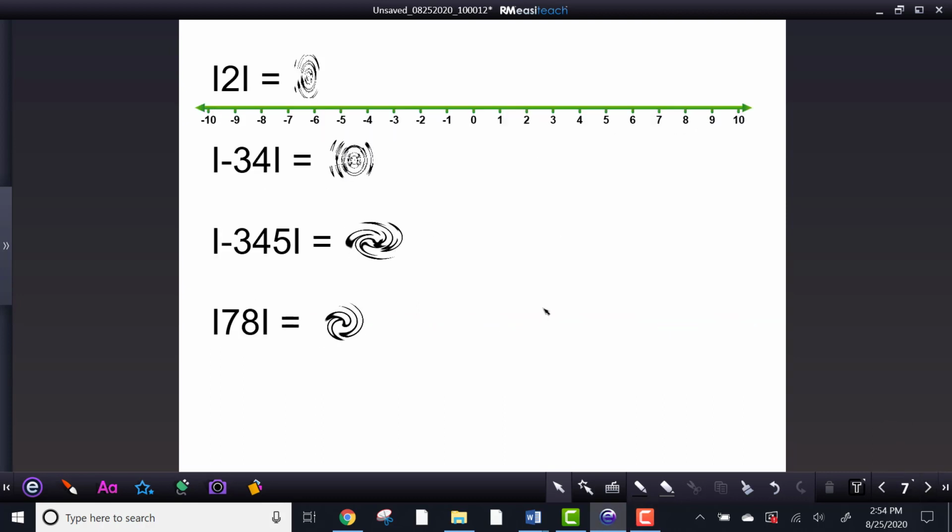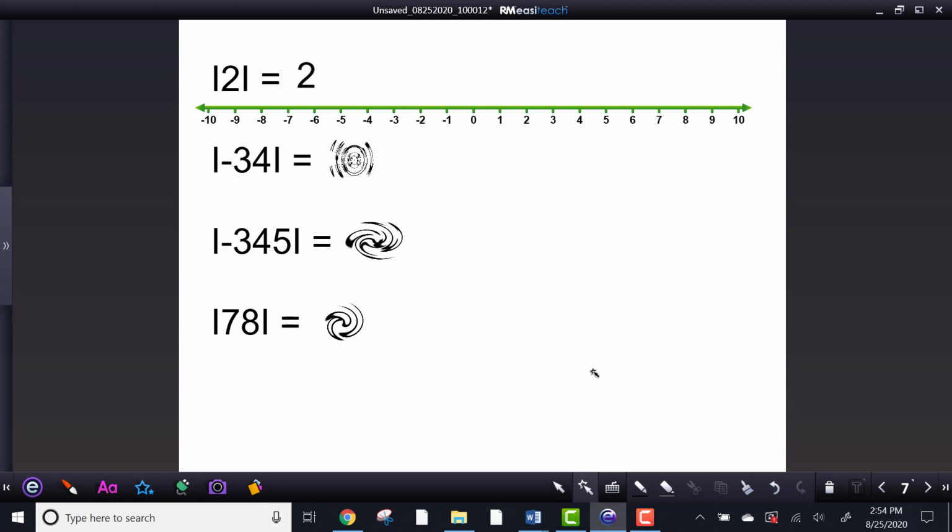Now let's take a look at the absolute value of these different numbers. So we have the absolute value of 2. So once again, whenever you see a line in front and a line in back, that means absolute value. So you're trying to find the absolute value of 2. And we find 2 on the number line, and we note it is 2 places from 0 on the number line. So we can see that the absolute value of 2 is 2.